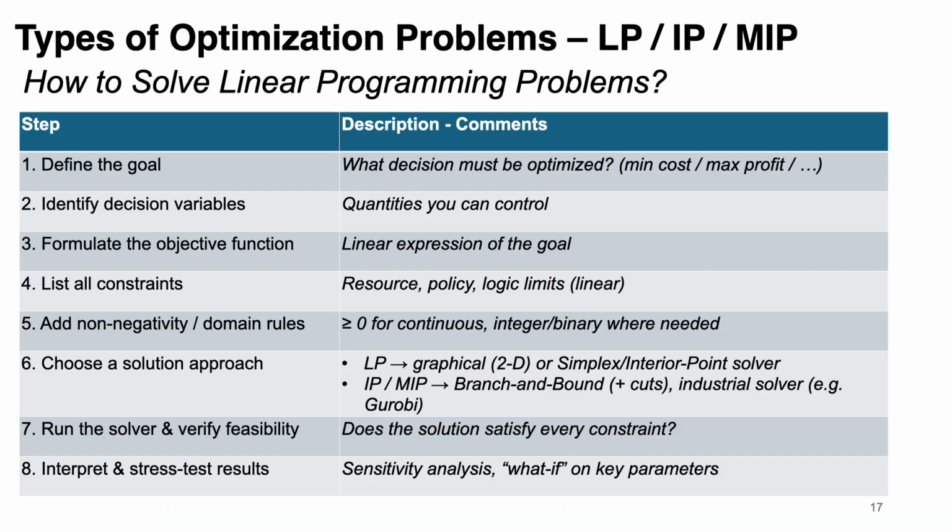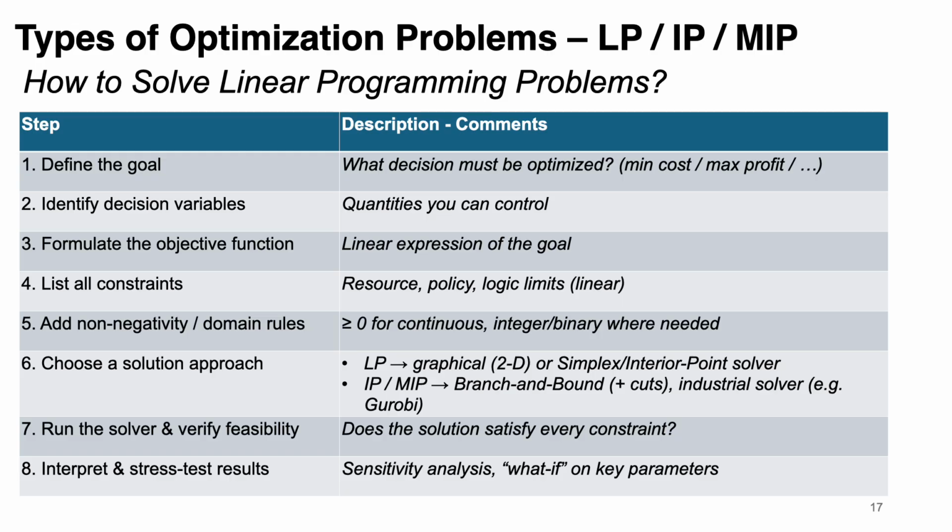Solving an optimization problem is a disciplined, 8-step process. It starts with step 1, defining the goal. You must decide exactly what you are optimizing. Are you minimizing cost, maximizing profit, or perhaps minimizing carbon emissions? Step 2 is identifying your decision variables. These are the quantities you can actually control. In step 3, you translate your goal into a mathematical objective function. Step 4 is listing your constraints. These are your resource, policy, or logic limits. Remember, for an LP, these must all be linear expressions.